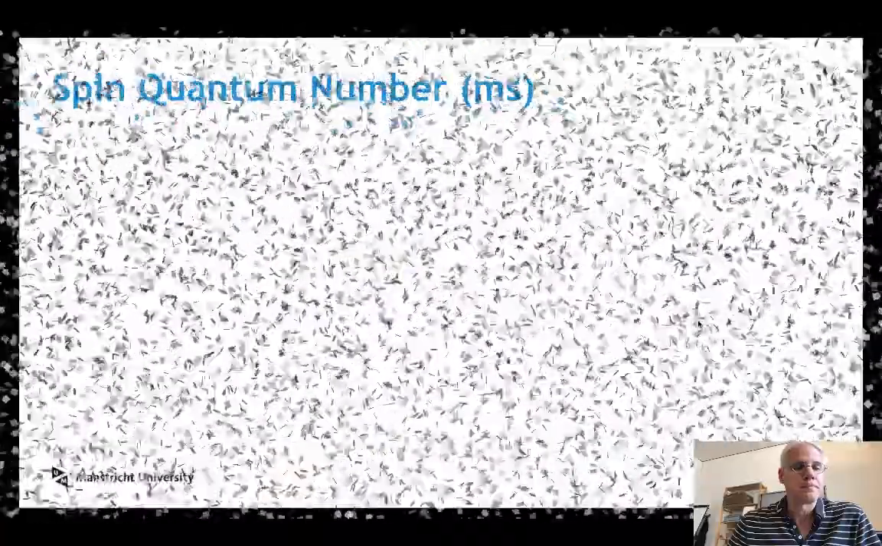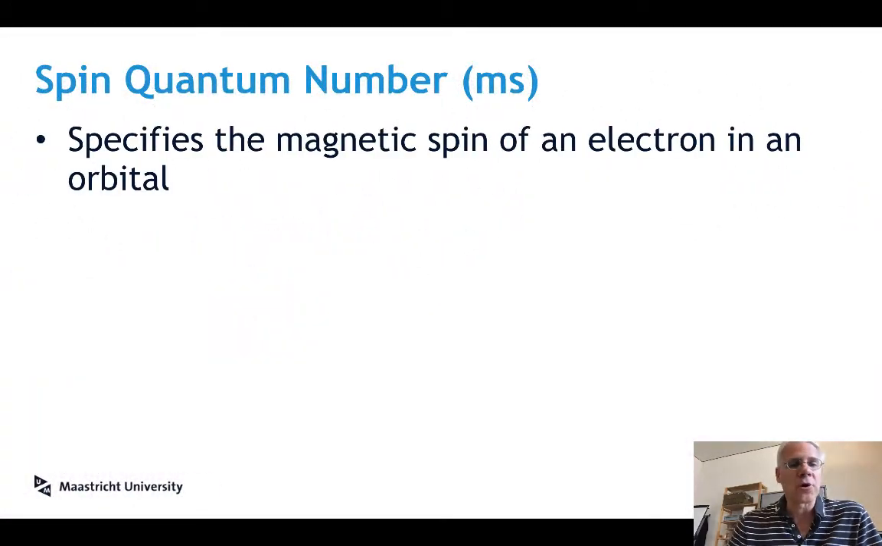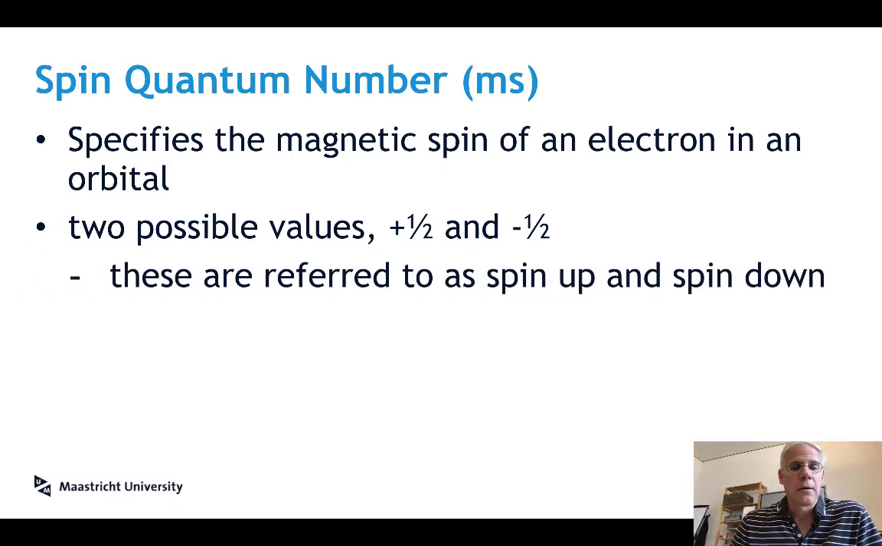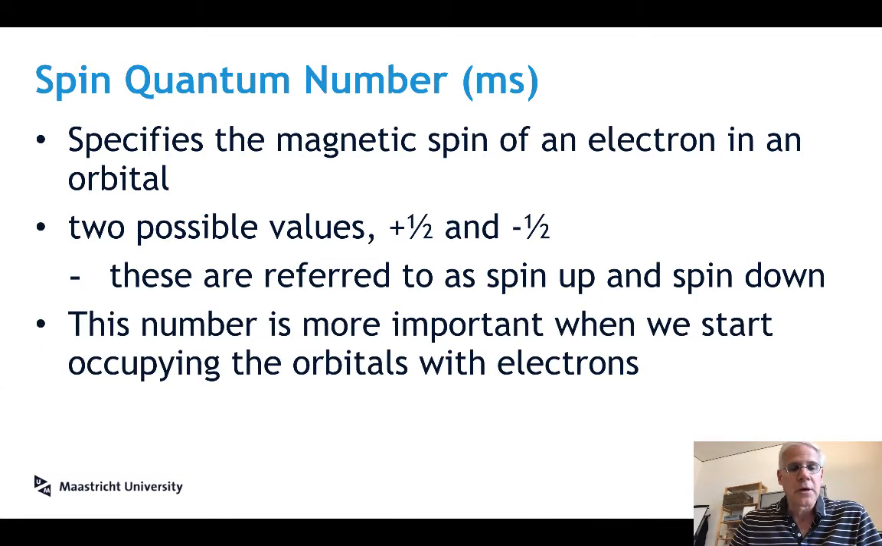And then we get our last quantum number here, our spin quantum number, M sub s. It specifies the magnetic spin of an electron in an orbital. We only have two possible values for magnetic spin. It's plus 1/2 and minus 1/2. We just refer to these as spin up and spin down. And because there's only two allowed values, this becomes really important when we start occupying the orbitals with electrons, because what that means is that each individual orbital can only hold two electrons, one that's spin up and one that's spin down. And we'll see why that is in just a little bit.